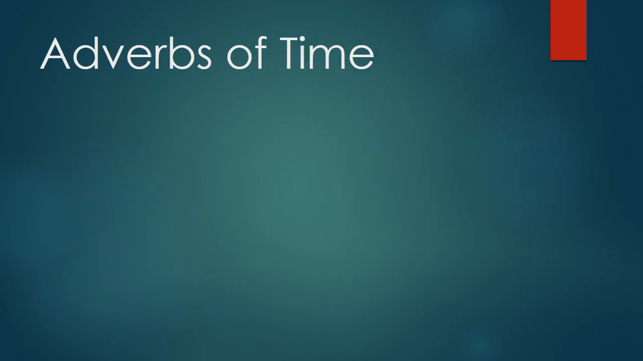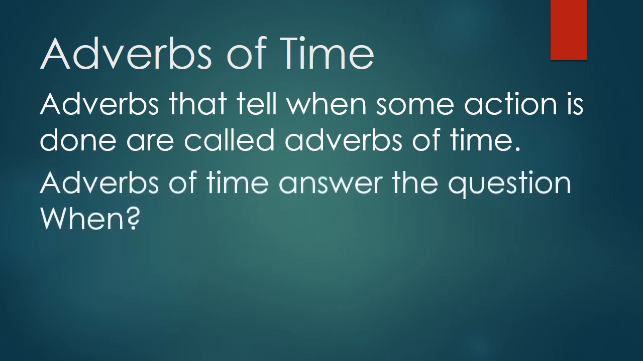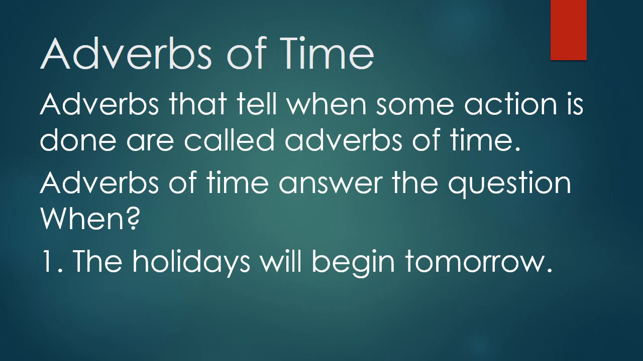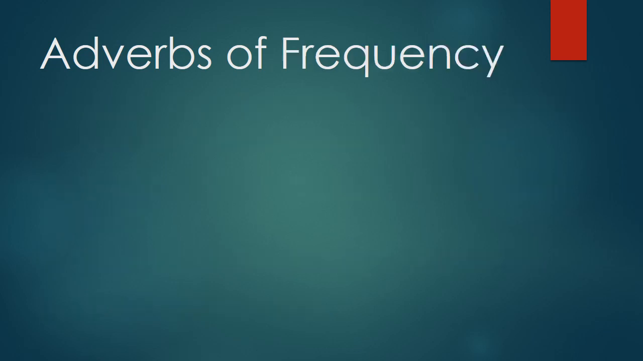Next is adverb of time. Adverbs that tell when some action is done are called adverbs of time. Adverbs of time answer the question when. The holidays will begin tomorrow. But if the question of the same is asked, it will be asked like this: when will the holidays begin? I shall return soon. When shall I return? Or when will I return? I shall return soon.